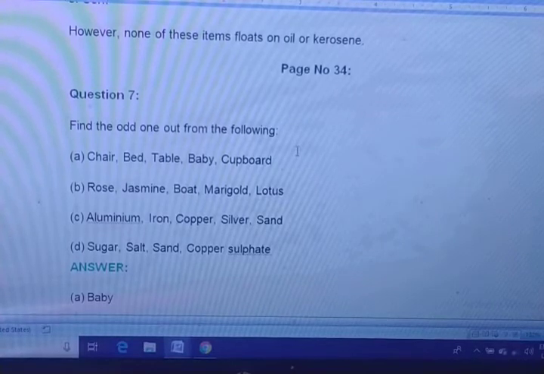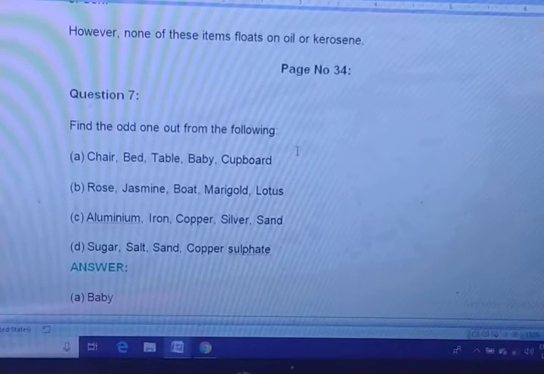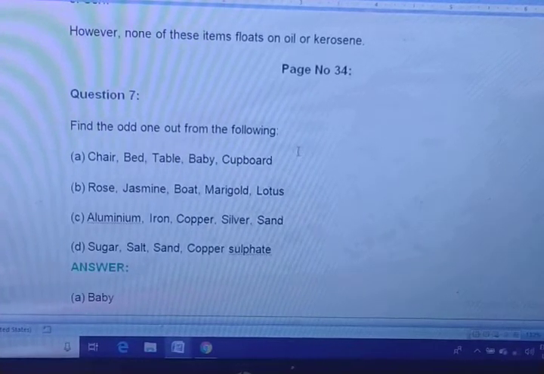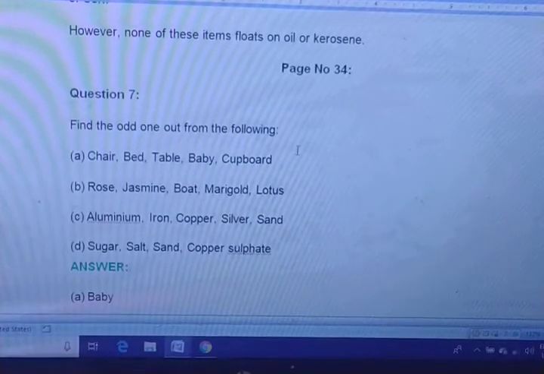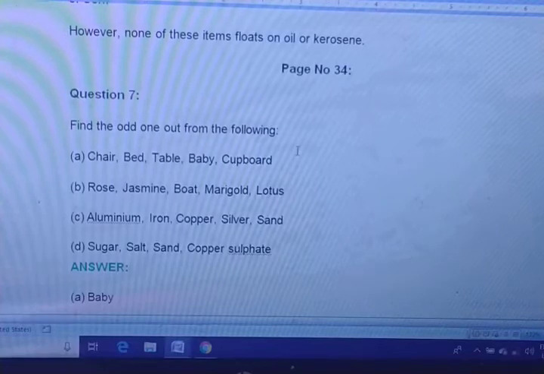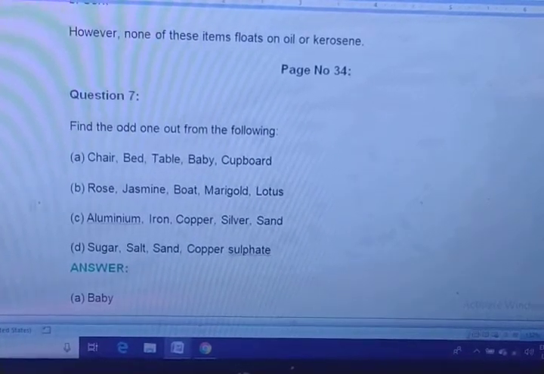You can see here, question A is chair, bed, table, baby, cupboard. Chair, bed, table, baby, cupboard. So what is your answer? Which word is not coming in the same category? Chair is made up of wood, bed is made up of wood, table is made up of wood, baby is a human being, it is not made up of wood, and cupboard is also made up of wood. So you can write here that the word baby is the odd one in sentence A.